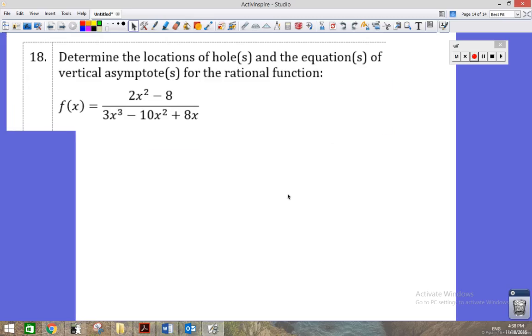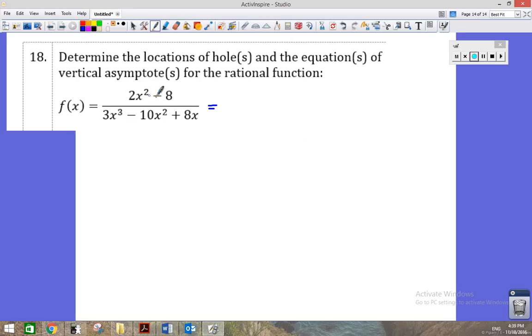It's asking us questions about the graph of this function to determine if it has any holes, and if it does have any holes, give the location, give the x and y coordinate for the holes, and if it does have any vertical asymptotes, give the equation for the vertical asymptotes. So the first thing I need to do is factor my numerator and denominator completely and determine how it reduces, if it does reduce.